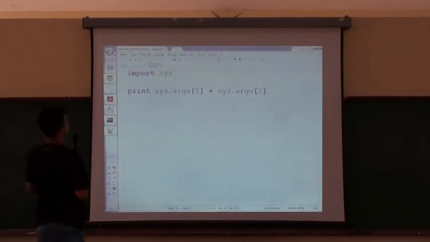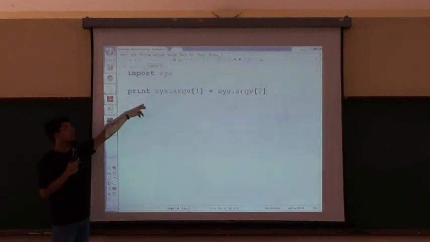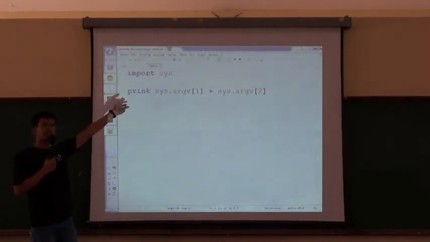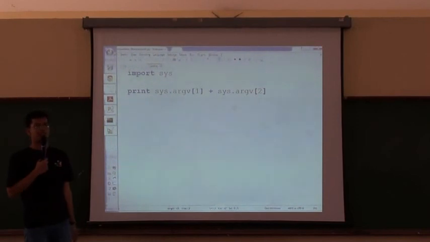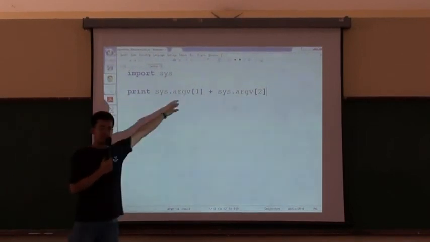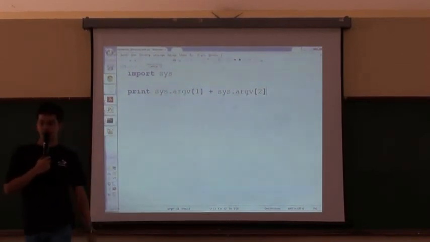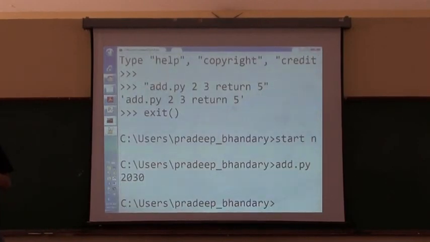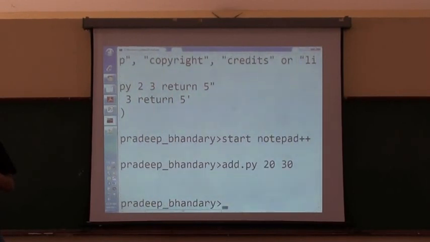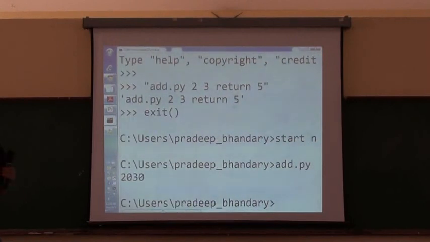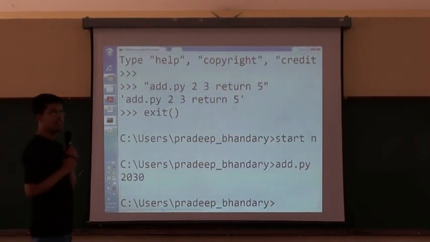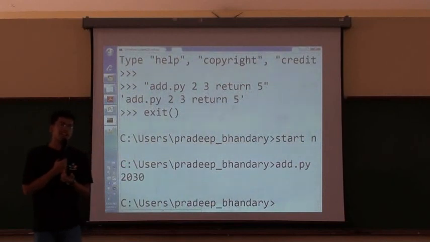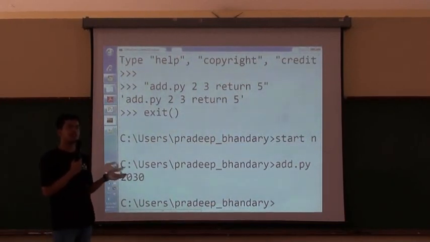So I have written a small script. Okay. So I have to take the first argument and the second argument. Okay. So this is argv[1] and this is argv[2]. So what happened? I gave add.py 20 and 30. So it gave me 2030. So it didn't give me 50, right? So why did it give me 2030?